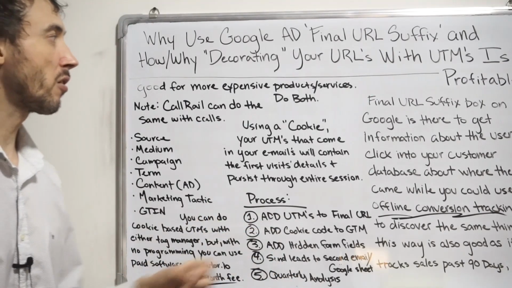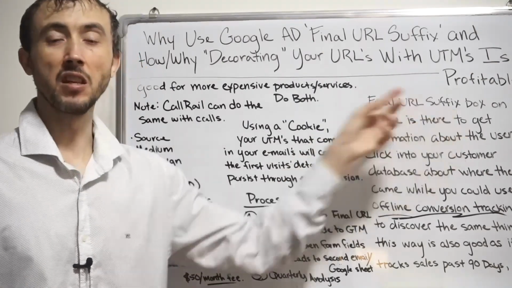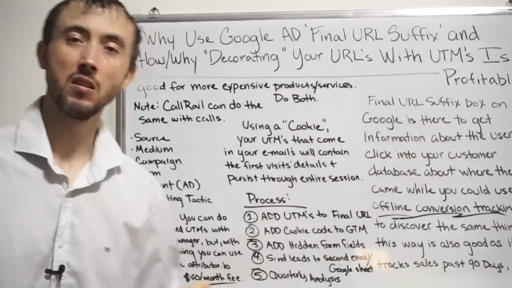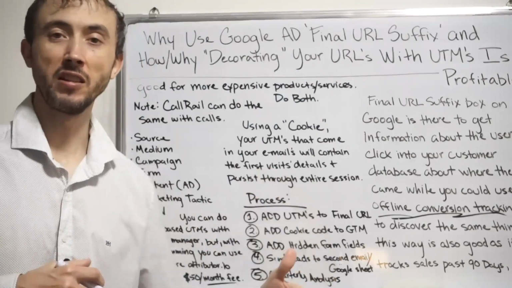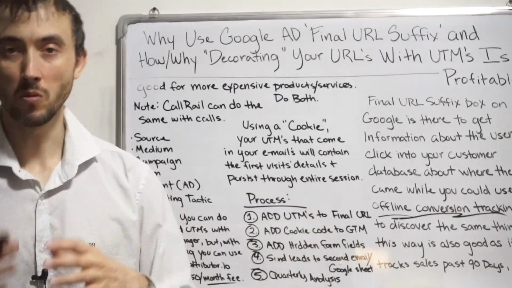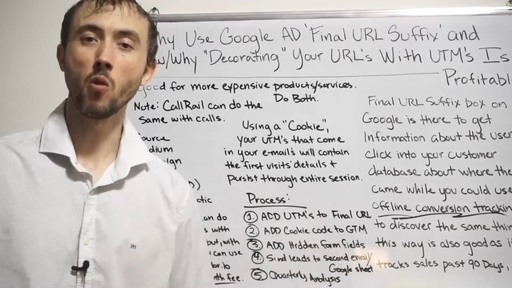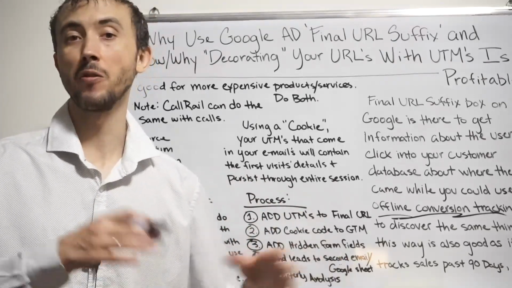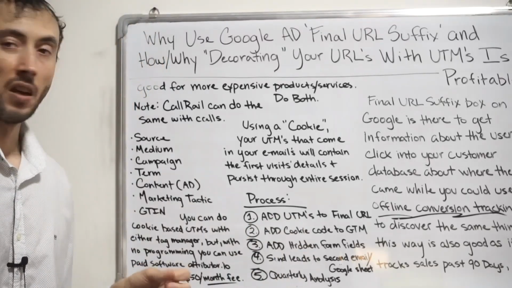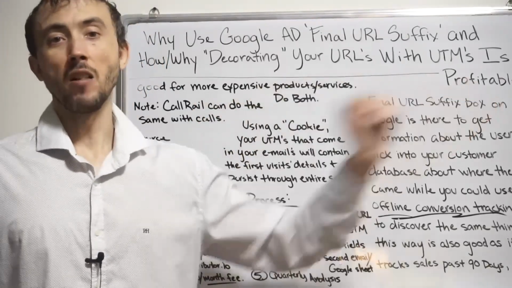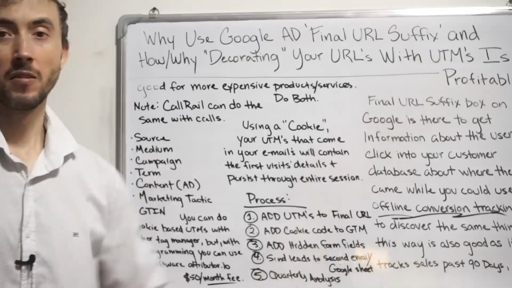So in general, this final URL suffix box is going to give you all the info you need to be able to see how profitable your campaign is if you're generating leads, or if you do e-commerce and you take some orders from customers offline and not through the cart itself, regardless of how long it takes for them to initially come back.